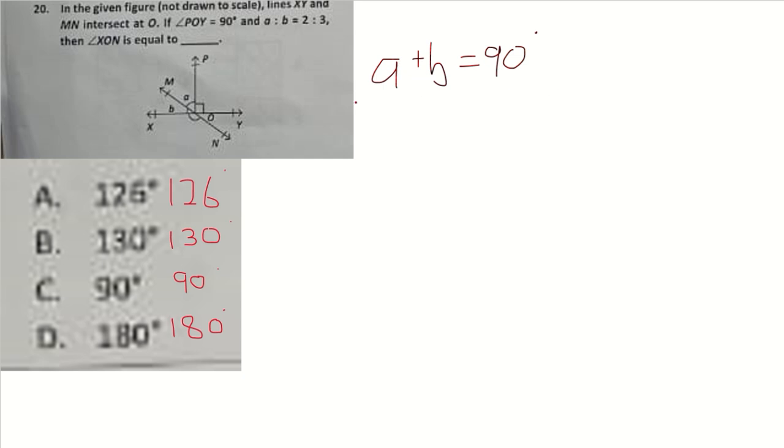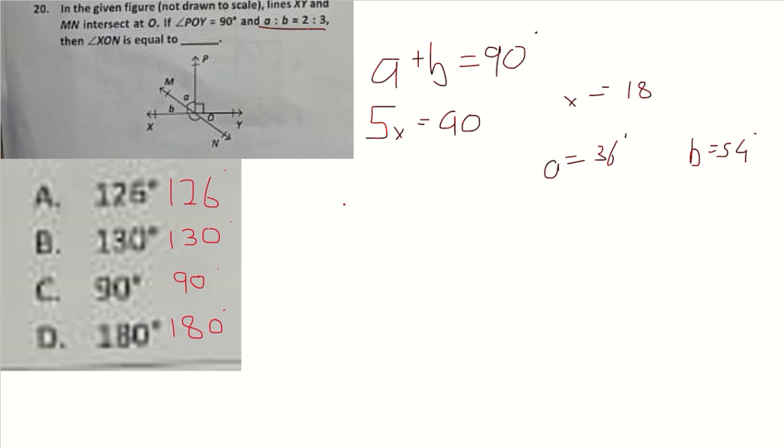So, angle XOP, which is A plus B, is equal to 180 minus POI, which is 90 degrees. Now, 180 minus 90 is 90. And you know A ratio B is 2 ratio 3. So A is equal to 2x, B is equal to 3x, and A plus B is 90. So 2x plus 3x, 5x is equal to 90. X is equal to 18. And so A is 2x, which is 36 degrees. B is equal to 54 degrees.